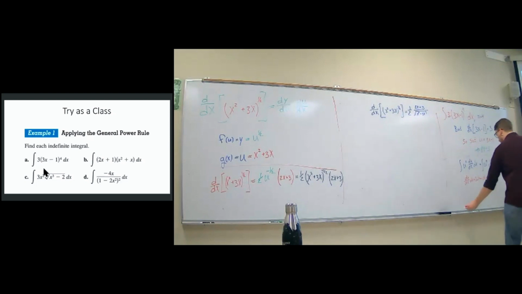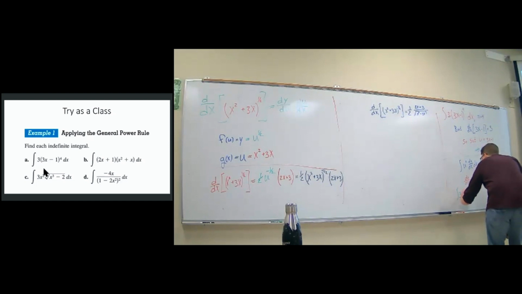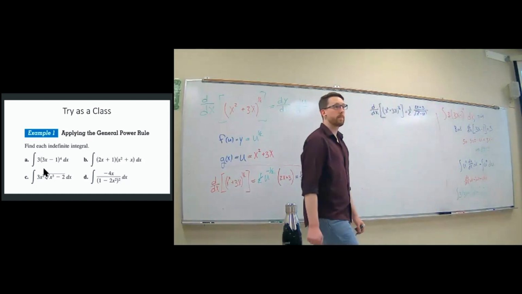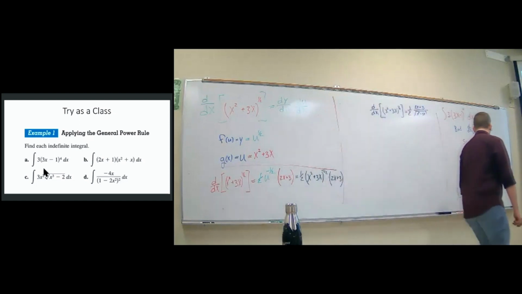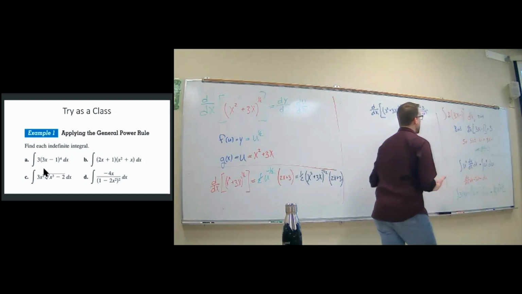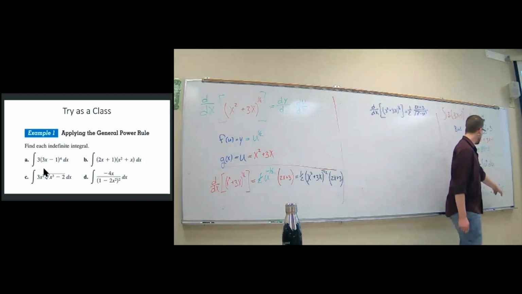When we do that, that tells us that 3 times 3x minus 1 raised to the 4th dx can be rewritten as the integral of u to the 4th du. And that thing we can solve. That thing is equal to 1 over 5 u to the 5th plus a constant. And for our final answer, we just have to substitute u back in. Is everybody cool with this?